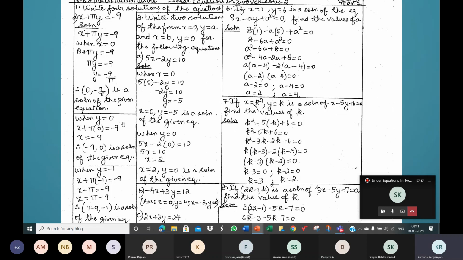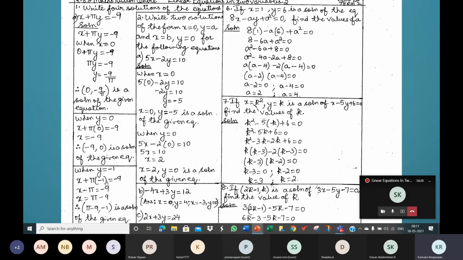Here, when y is 0, take up the equation, solve and find x, because when you take y as 0, there's only x there. So solve and find the value of x. Now be careful when you write the point. It's not 0, -9. It's -9, 0, because x comes first and then y. So -9, 0 is a solution to the given equation. That means this point lies on the graph of this equation.